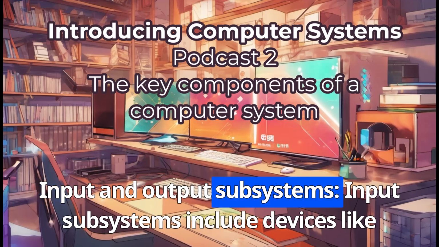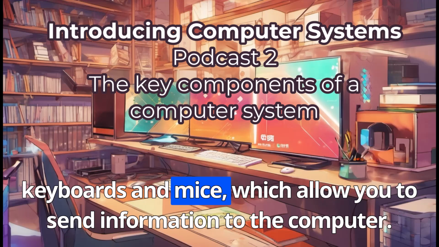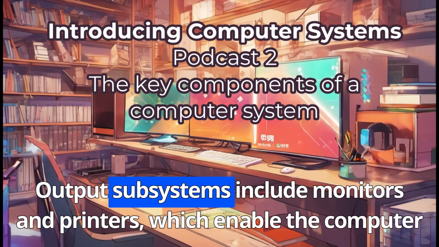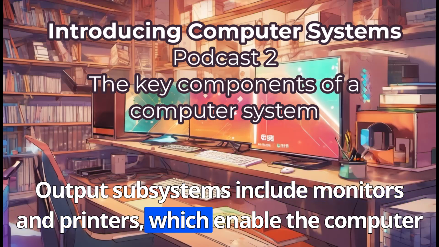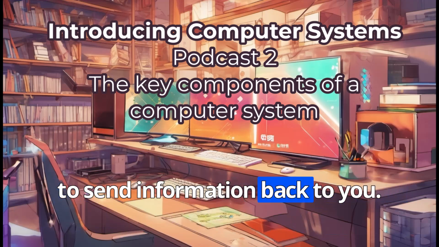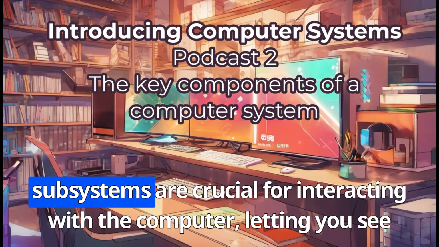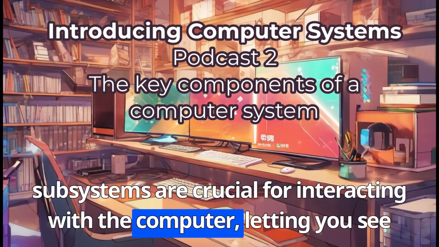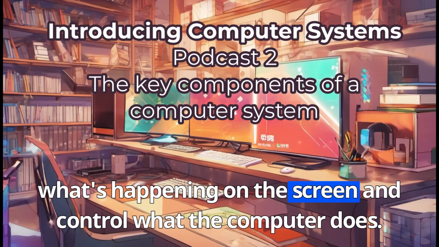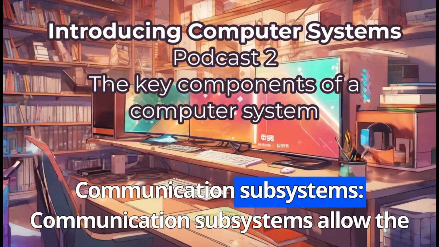Input and output subsystems. Input subsystems include devices like keyboards and mice, which allow you to send information to the computer. Output subsystems include monitors and printers, which enable the computer to send information back to you. These subsystems are crucial for interacting with the computer, letting you see what's happening on the screen and control what the computer does.